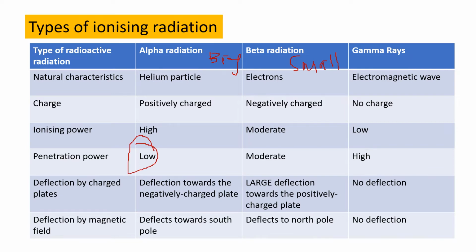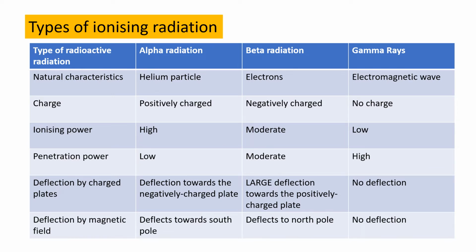So the penetration power of alpha radiation is low because they're huge. They are hard to penetrate. Beta radiations have moderate penetration because although they are quite penetrative compared to alpha, they still can't really penetrate a lot of surfaces. But gamma rays, oh, they're light rays. They can easily penetrate anything they want.